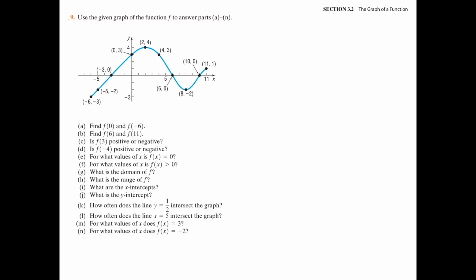Okay, I want to use the given graph of the function to answer parts A through N. First up, the function at 0 is 3. It's the y value when x is 0. The function at -6 is -3. It's the y value when x is -6.